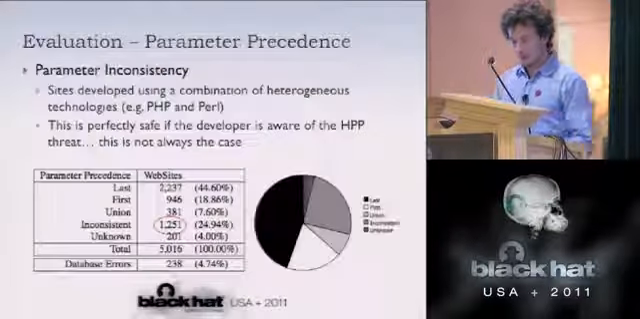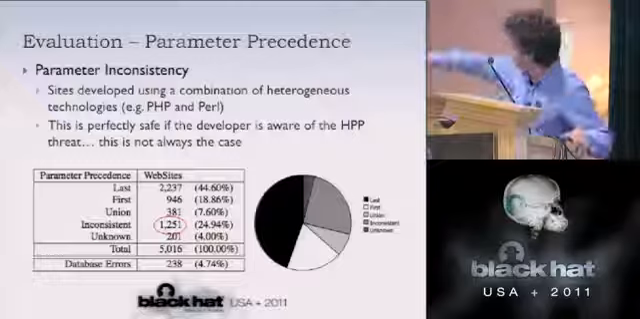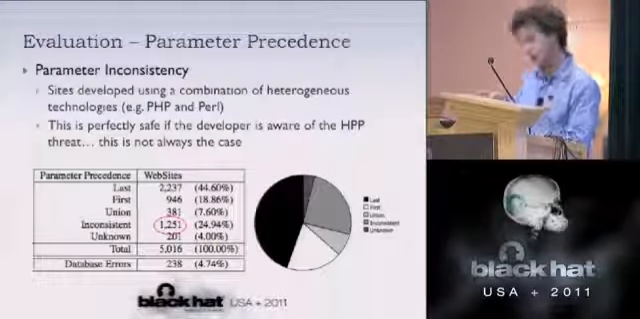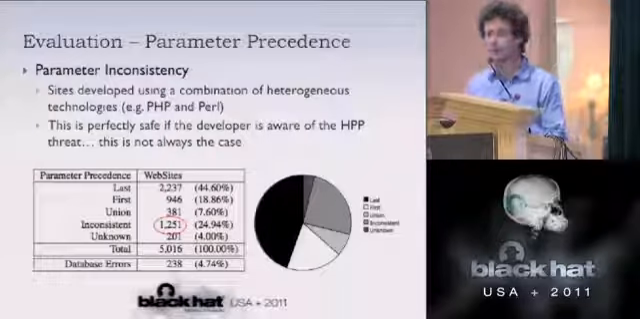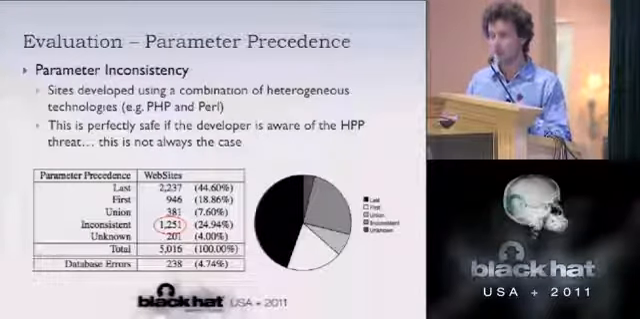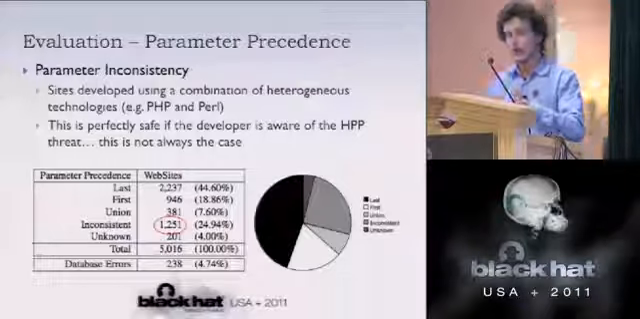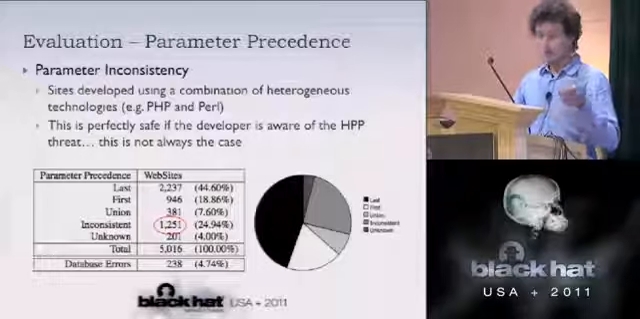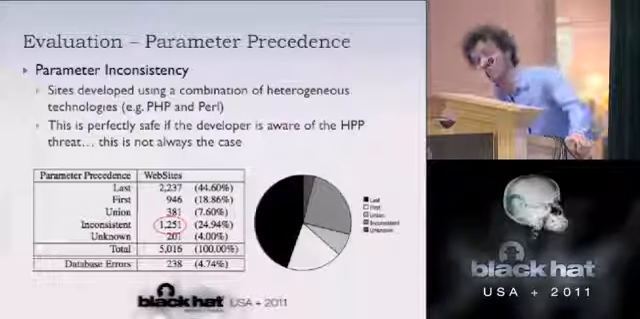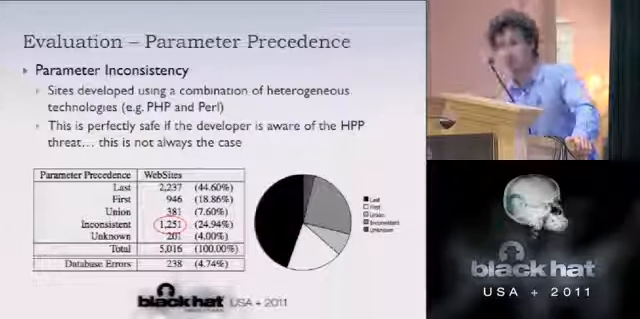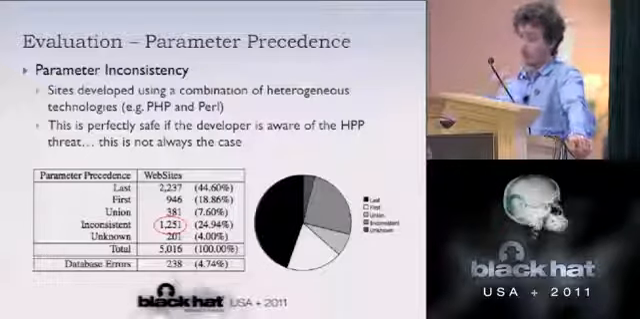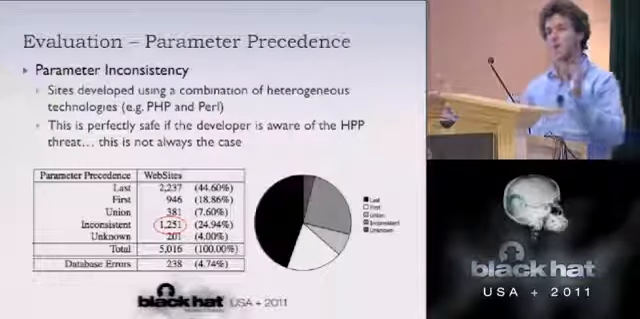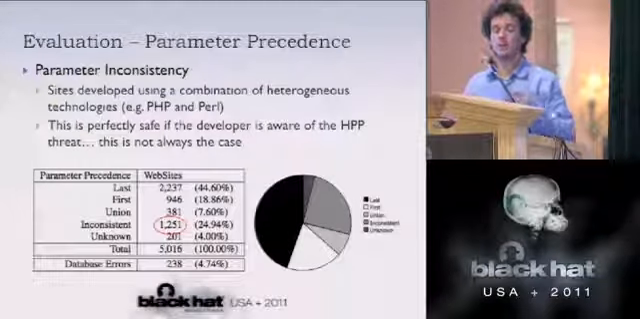Then here we checked how many applications are handling the parameter in an inconsistent mode. That means that some pages of the application accept the first parameter, some pages accept the second parameter. This is maybe strange, because you can think, okay, if an application is designed in PHP, it should always be accepting the first parameter. Actually, this is not the case. The applications are complex, and different pages use different technologies.